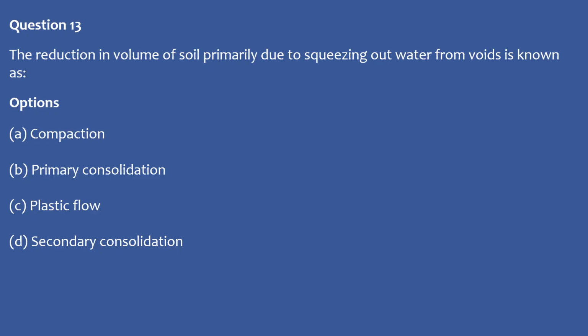Moving to question number 30. So now you need to determine the reduction in the volume of the soil primarily due to the squeezing out of water from the voids, which is known as. So we know if there's a reduction in the soil volume due to the water reduction, it's known as the primary consolidation.